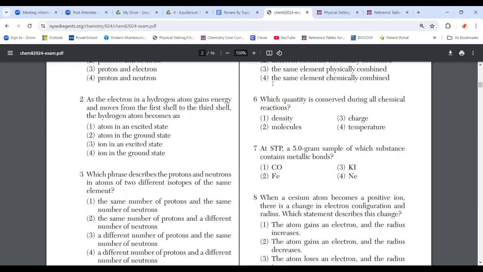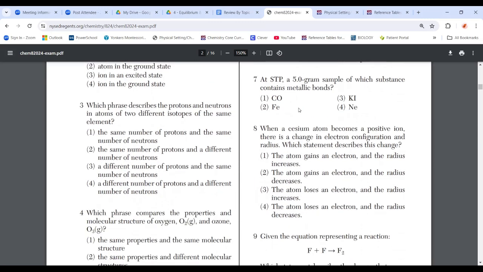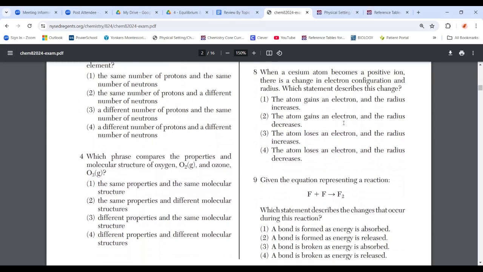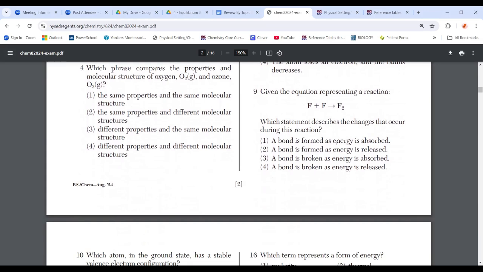and energy, right? And I'm looking at this list and none of those things are on here except charge. Density, molecules, and temperature are not necessarily conserved. Oh, that's a tricky one. All right, we'll talk about that in a different video. Metallic bonding, ions, and gaining and losing electrons. Do you know what makes something an ion?